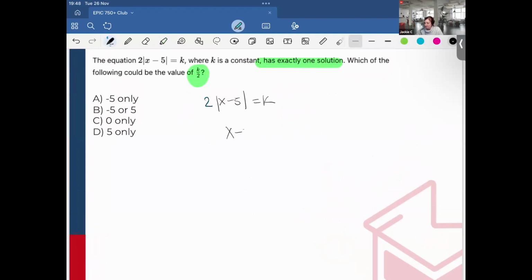Well, if I divide each side by 2, this will give me k over 2. And there's only one case in which something inside absolute value brackets will have exactly one solution. That's if it's equal to 0. So therefore, k over 2 must be equal to 0. That's mainly theoretical, but if you know the theory, you can get this question correct. So amazing.